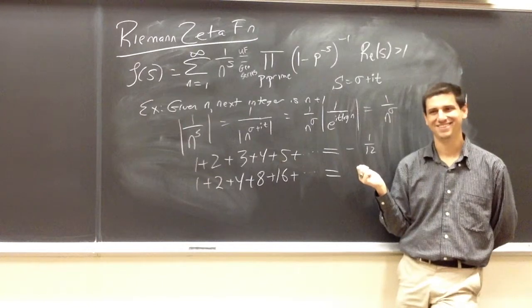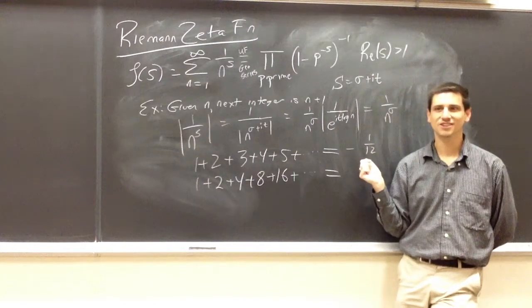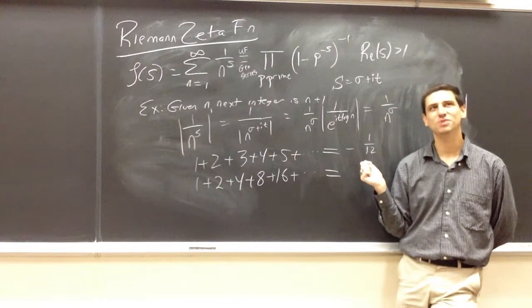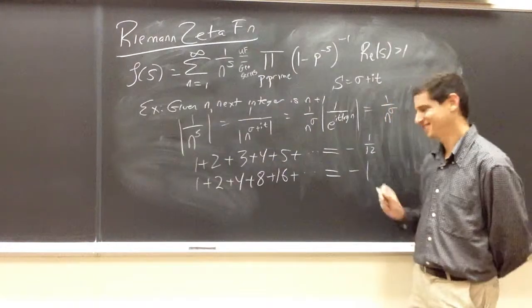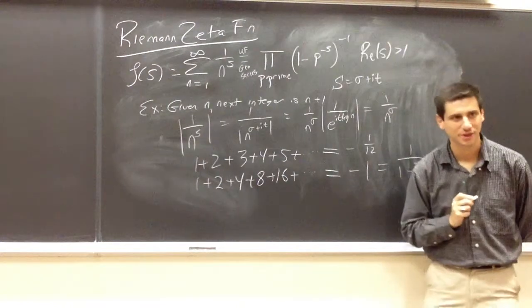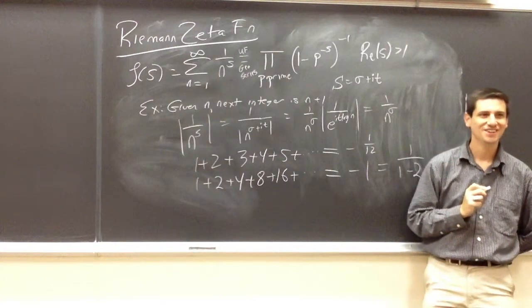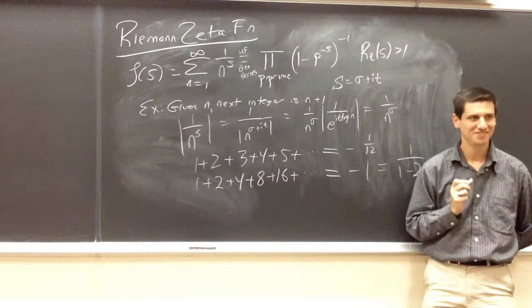No. No, you're close though. What? Multiply your answers. -1. Why is it -1? 1 over 1 minus 2. Use the geometric series formula, right? If you put on your engineering physics hats, right?